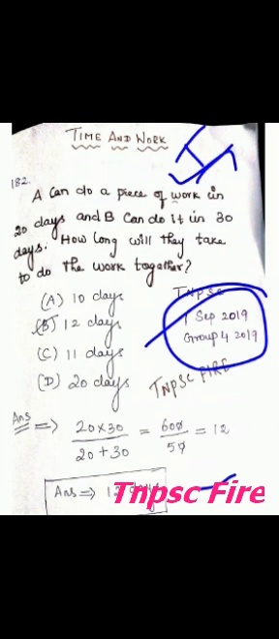Here, A can do a piece of work in 20 days and B can do it in 30 days. How long will they take to do the work together? They ask like this. For time and work questions, use a small trick. Whatever they ask in time and work, use the same trick for all types of questions.